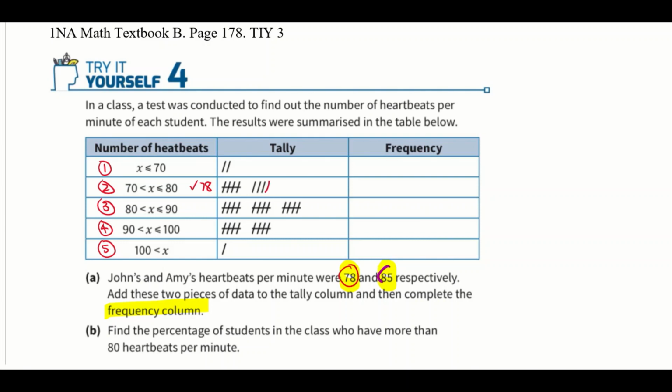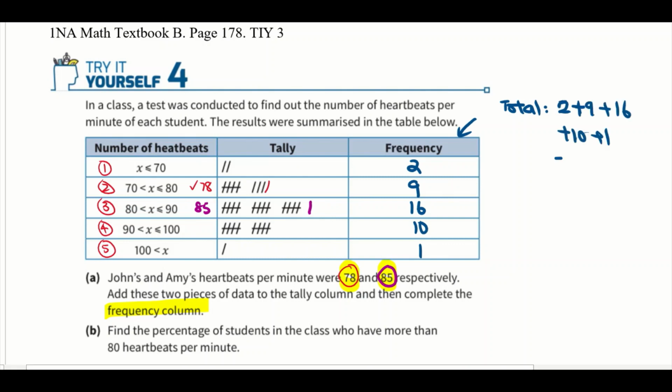Now, how about 85? Where does 85 belong to? 85 will definitely belong to between 80 and 90. So, put 1 here, and now I'm done. Let's fill up the total frequency here by counting the number of sticks. 2, 9, 16, 10, and 1. As a good habit, let's find what's the total frequency. 2 plus 9 plus 16 plus 10 plus 1 will give me 38. This tells me that there are 38 students here.